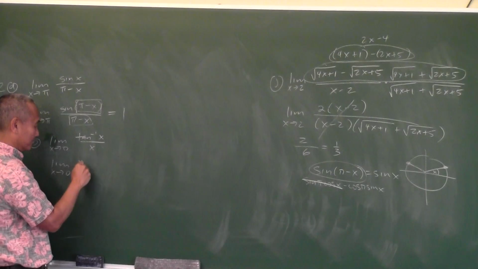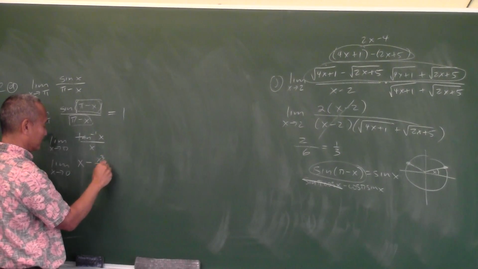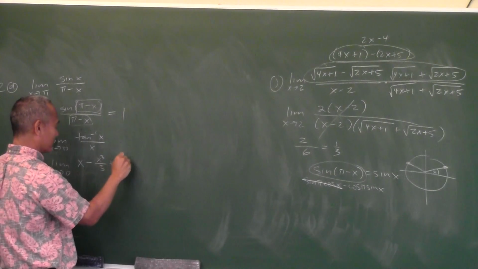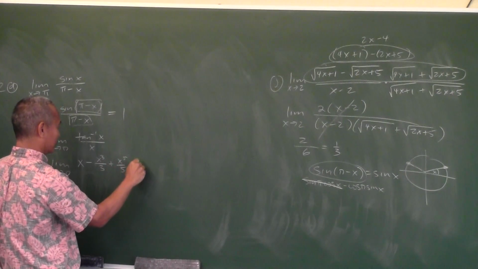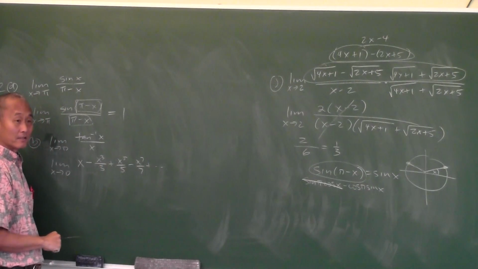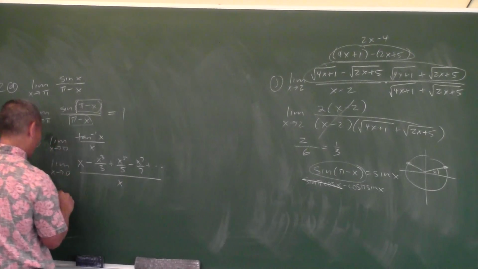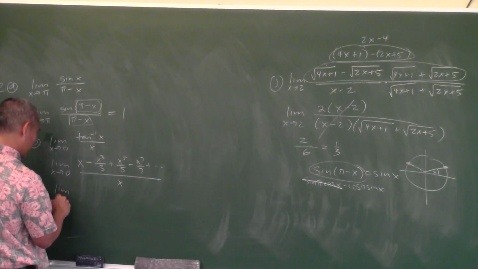x minus x to the third over 3 plus, okay. x to the fifth, yeah, enough. No, once you write the first two terms down, then just follow the pattern, right? The key is remembering the first two. Lift and separate, like we do all the other power series from yesterday.